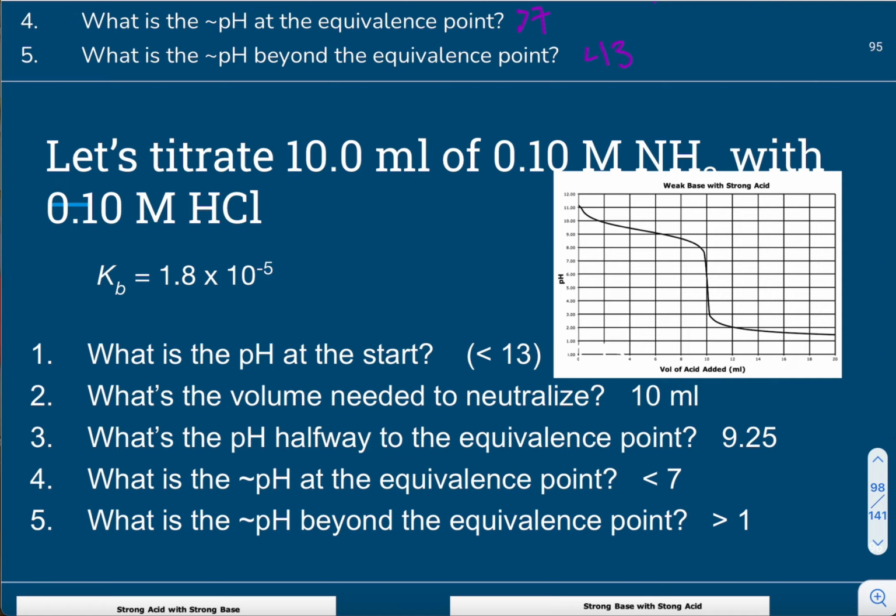Okay, so here is another one. This one is 10 of NH3 with 10 of HCl, 0.1 NH3, 0.1 HCl, excuse me. So this one you have the numbers here, and I just kind of left this a little bit better because now it's not me drawing it. So halfway to the equivalence point would be 5, and you can see that's right about 9.25. Okay? And then your equivalence point, they put it right there.